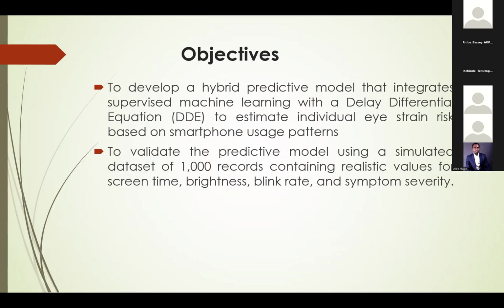The objective is very clear: to develop a hybrid predictive model that integrates supervised machine learning with delay differential equations to estimate individual eye strain risk, so that everybody will be able to know when to spend less time on their phone. And the methodology, please, can you move to the next slide?